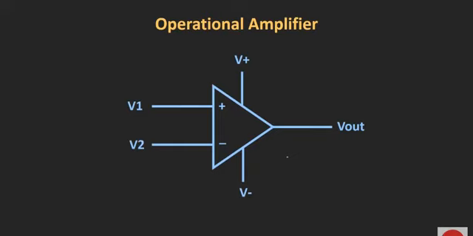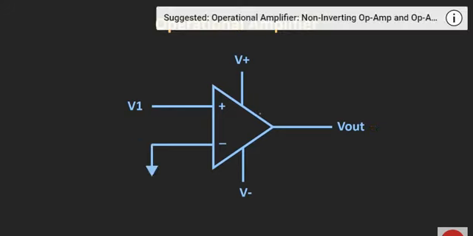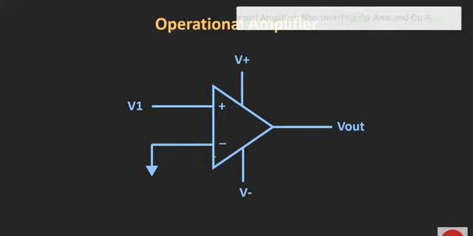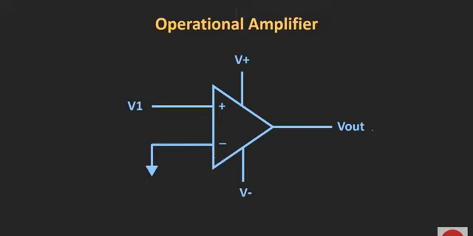Now this operational amplifier is a kind of differential amplifier with a single output. It means that this amplifier amplifies the difference between the two input signals. Let's say V1 and V2 are the input signals applied to this operational amplifier, and the gain of the operational amplifier is A. Then the output will be equal to A times (V1 minus V2). If we apply a single input and ground the other input terminal, then at the output you will get A times V1, where A is the open loop gain of this operational amplifier.